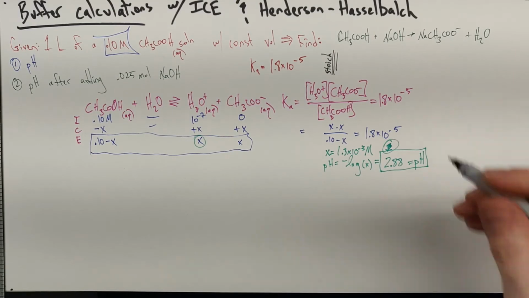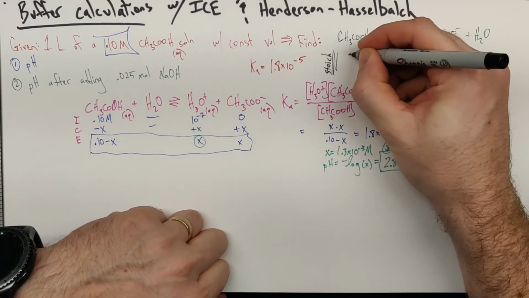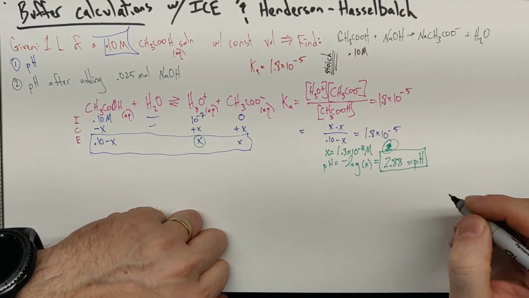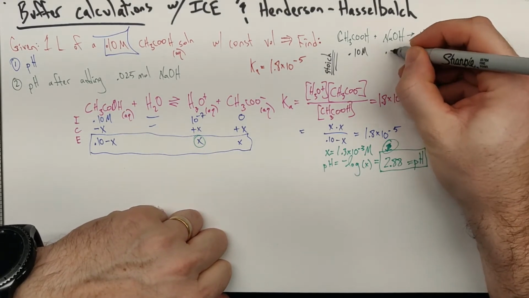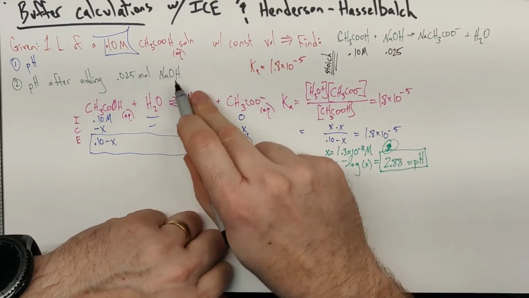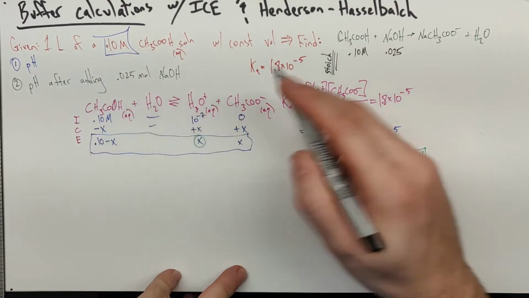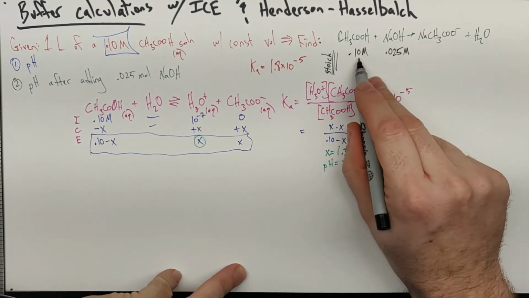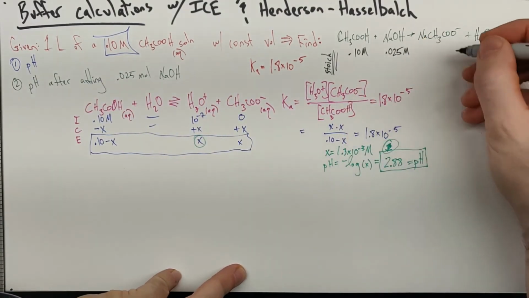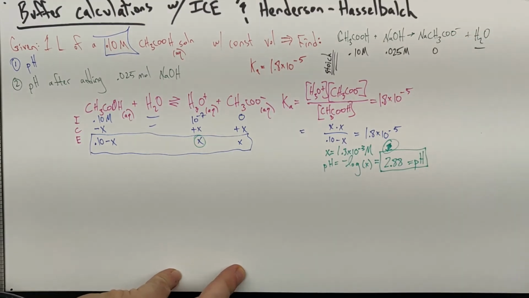Stoichiometry, not ice. In this particular case, I've got 0.10 molar of that, and for our NaOH, I have 0.025. Now that's moles, but it's in 1 liter, so that's a molarity as well. It doesn't matter. I could have called this 0.01 moles or whatever. I haven't made any of this yet, and I'm not worried about that.